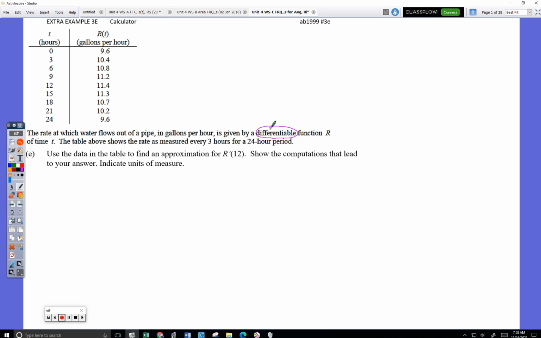For Unit 4, we're practicing written questions, FRQs. So one thing you want to always practice is stop at every single punctuation mark. So stop there. Don't keep reading. I'm supposed to approximate R prime of 12. So you should immediately write on your paper R prime of 12 is approximately. The rest of the wording is not too big a deal. It just says show computations, indicate units.